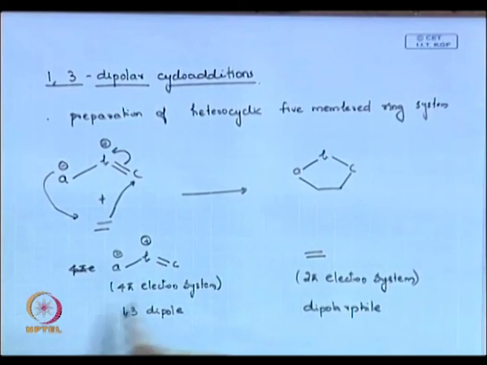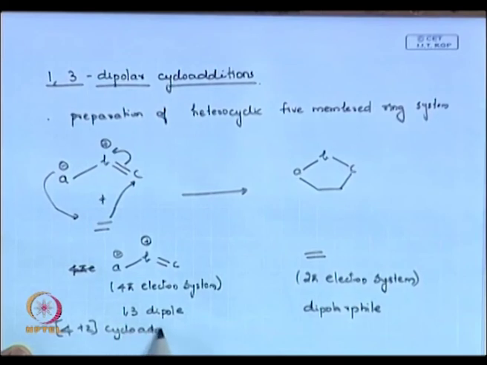And again, it is a 4+2 cycloaddition system. So that is a small introduction to 1,3 dipolar cycloaddition reactions. In 4+2 cycloaddition, we have studied Diels-Alder, we have studied Alder ene. Now, in the next class, we are going to study 1,3 dipolar cycloaddition reactions. Clear? So we will end our class here today.